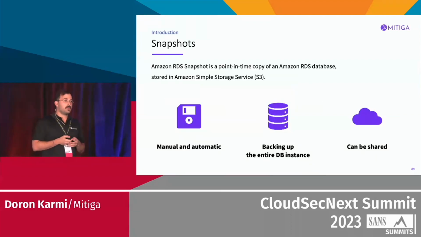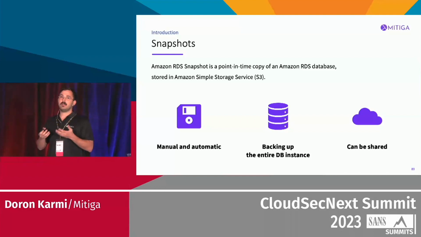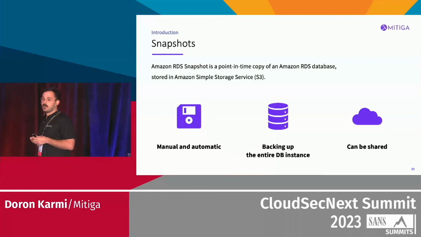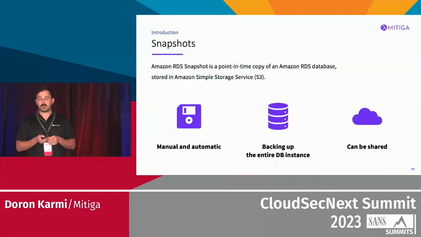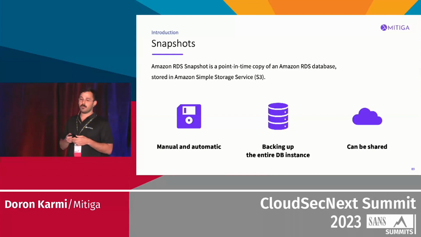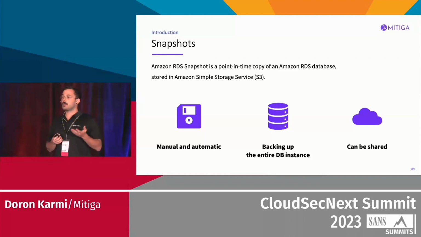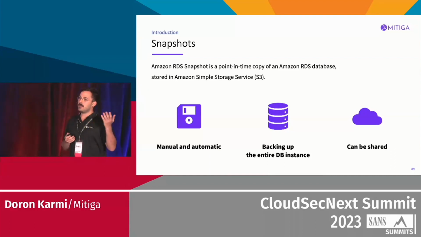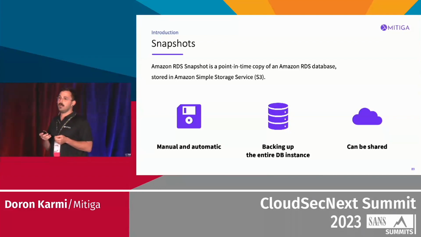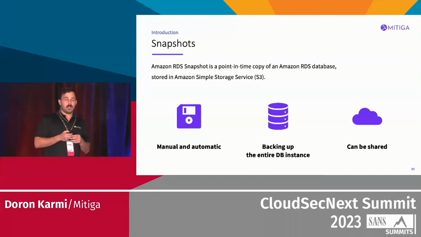A little bit about what those snapshots are. A snapshot is a point-in-time copy of an Amazon RDS database. The database is the instance itself with the data, and a snapshot is a copy of it, which is stored in S3. What is important to know is that snapshots can be taken either manually or automatically at a scheduled frequency. A snapshot is a backup of the entire DB, not just an export of some tables stored in S3. It includes the metadata of the DB, which is important, and we will talk about it later.